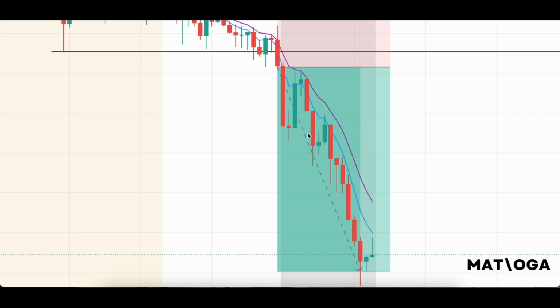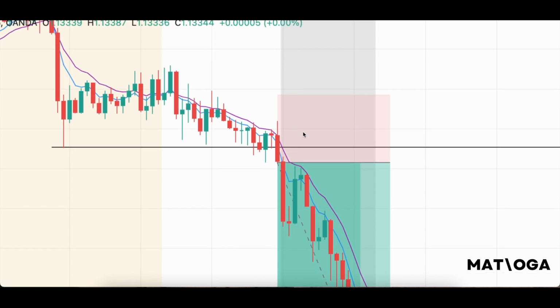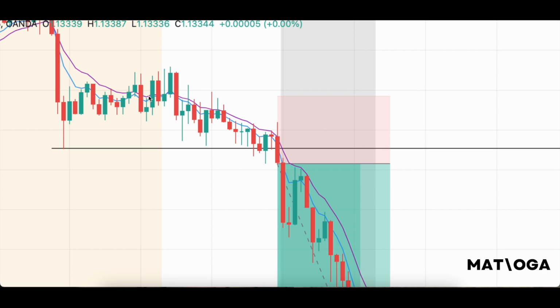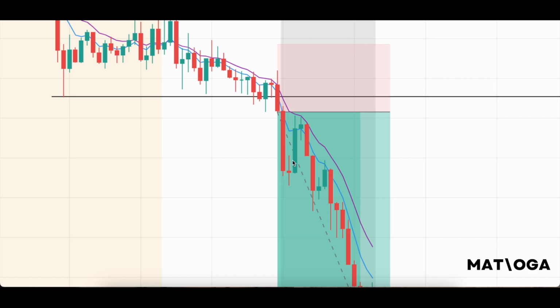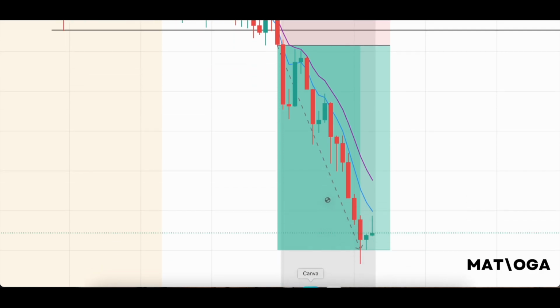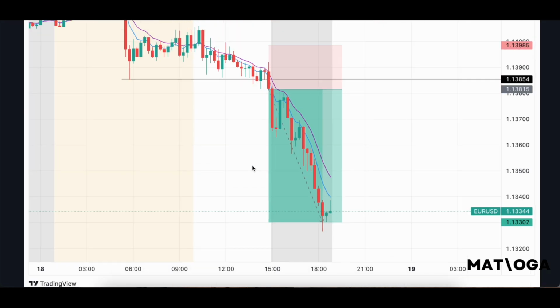The reason why this happened within the US session is because for most of the Asian session and most of the London session, we had a super slow day, very, very small movement. So the whole pressure combined and accumulated within the US session and eventually exploded here. So this was a solid position.